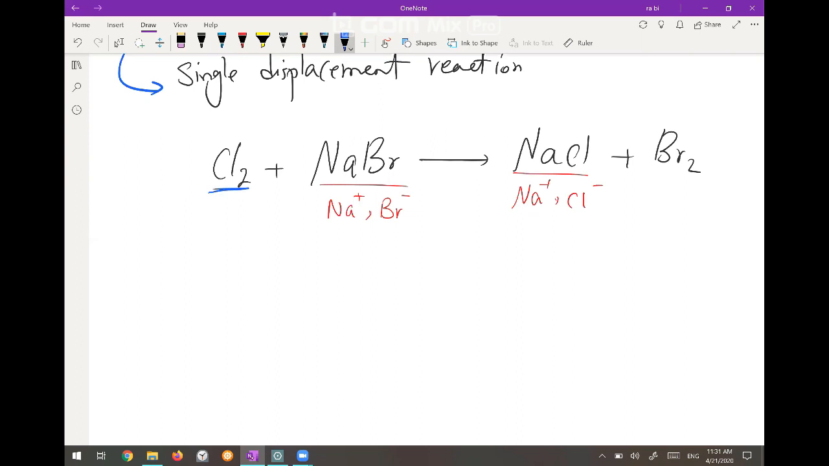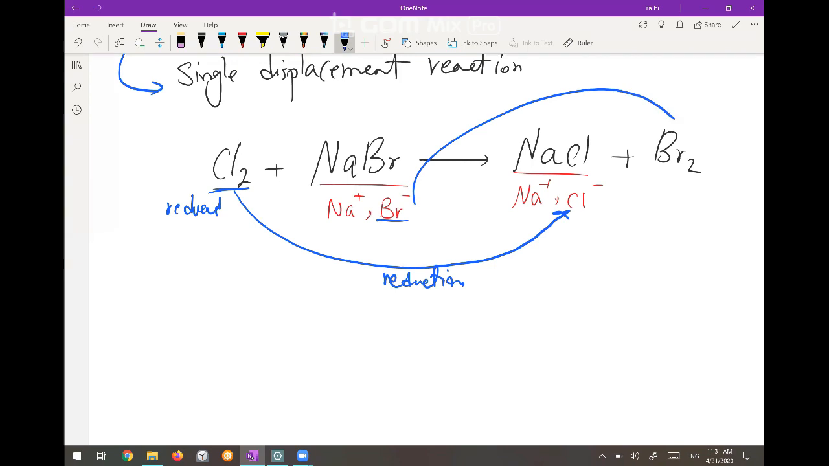So you can see the Cl2 here becomes negative. It means the Cl2 is reduced. So this is reduction. And what happens to the Br minus? Br minus is converted to Br2. It has lost the electron. So this process is oxidation, and Br minus is oxidized.